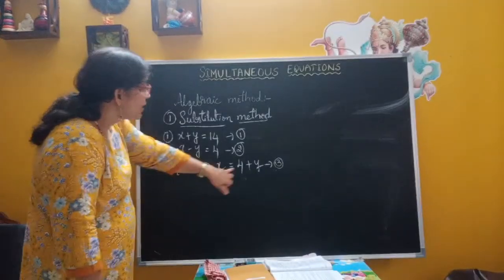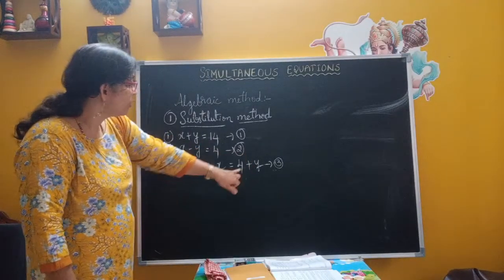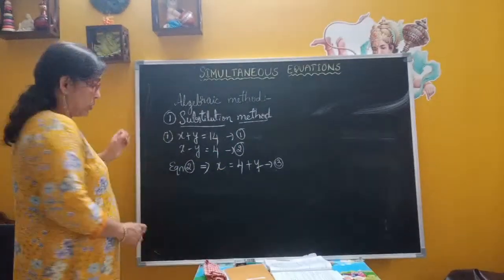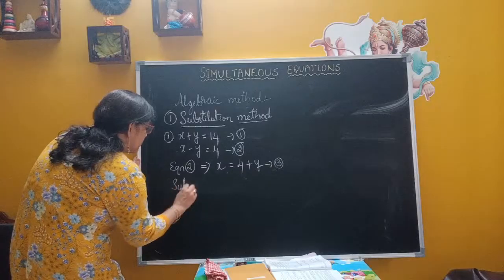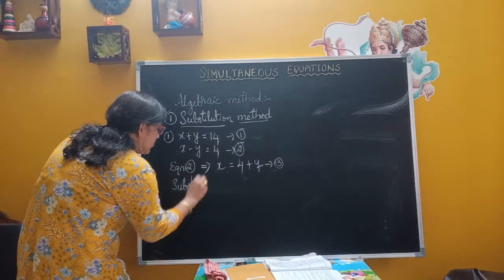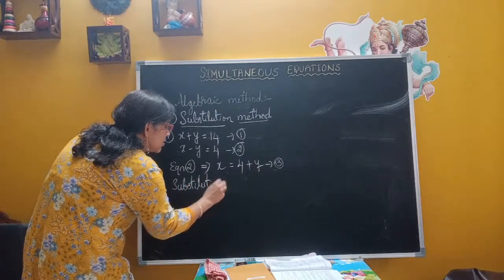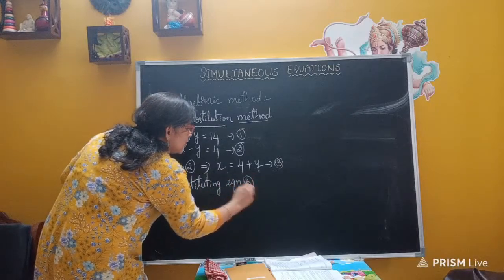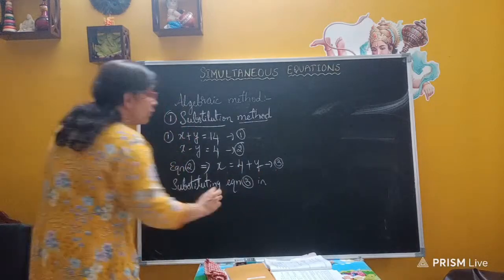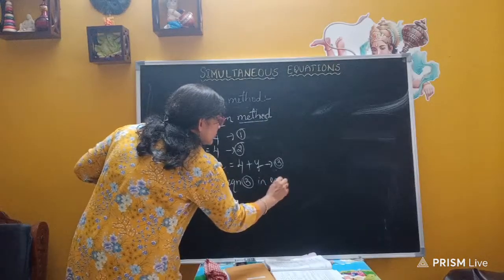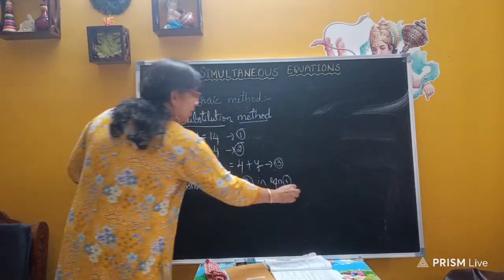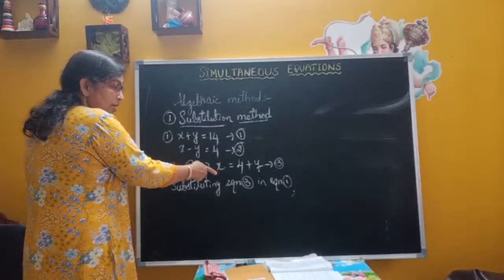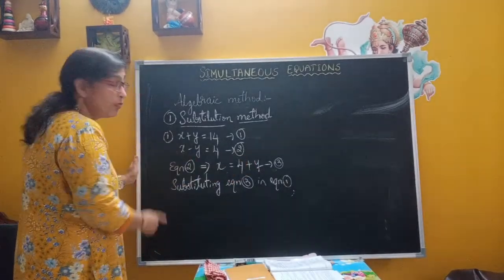Okay, so here x is equal, the second equation is this one. I have converted this now, so I want to substitute this in equation 1. Substituting equation 3 in equation 1. Equation 1 we get, so substituting means what? In place of x I should write this one. Which one? 4 plus y.